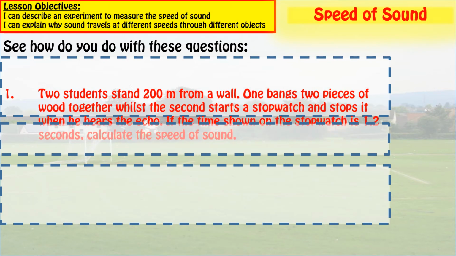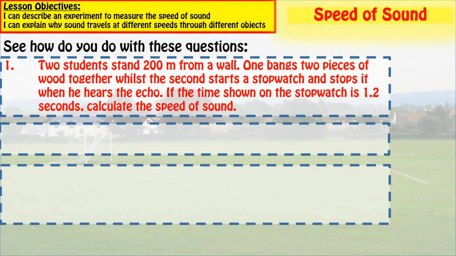So here are some exam style questions. Number 1: two students stand 200 meters from a wall. One bangs two pieces of wood together whilst the second starts a stopwatch and stops it when he hears the echo. The time shown on the stopwatch is 1.2 seconds. Calculate the speed of sound. So that's different numbers from the example that we've just seen with the lady in pink and the man in the brown jumper.